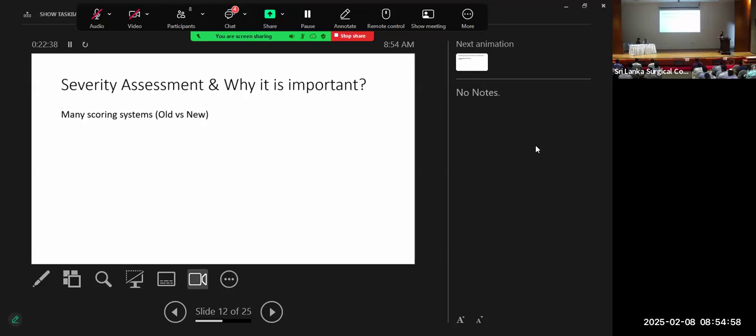When one disease has so many scoring systems or treatment modalities, what does that imply? None of them are perfect. None of them are perfect, right? That's why we have so many systems. So we have many scoring systems. There are older ones and new ones. New ones are also not that new, but compared to the older ones, they are new. Not ancient. So can you name a few at least?